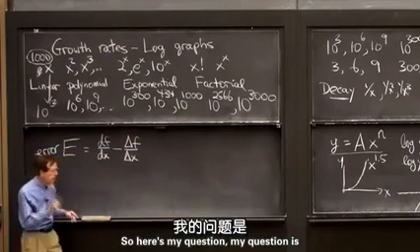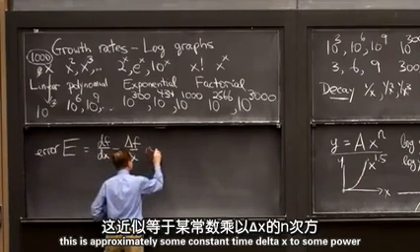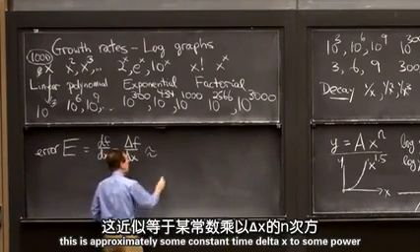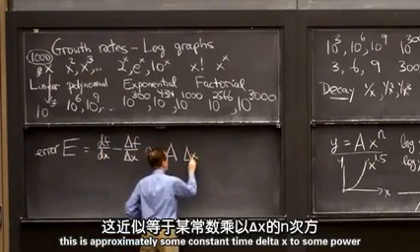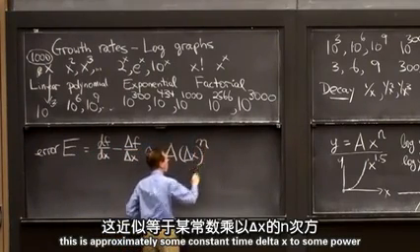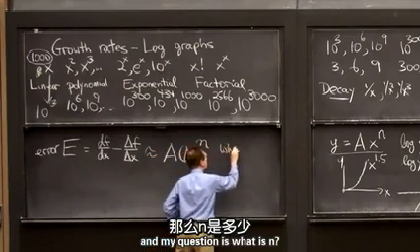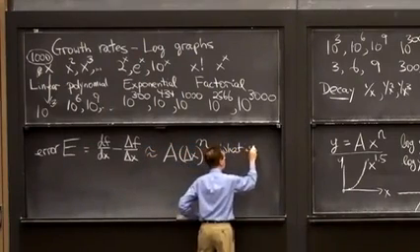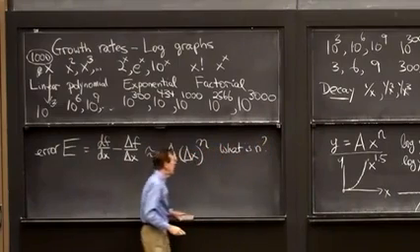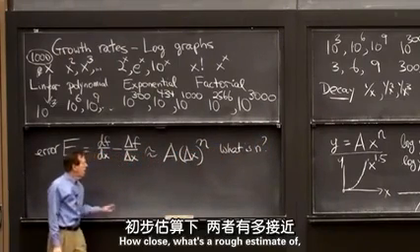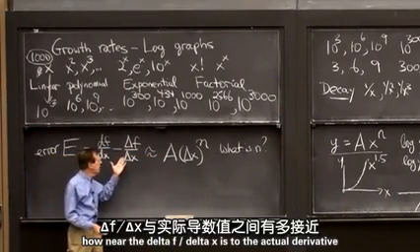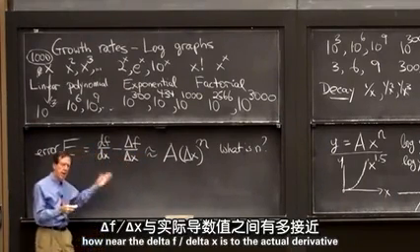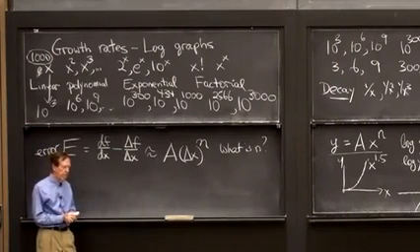So here's my question. This is approximately some constant times delta x to some power, and my question is, what is n? How close? What's a rough estimate of how near the delta f over delta x is to the actual derivative?